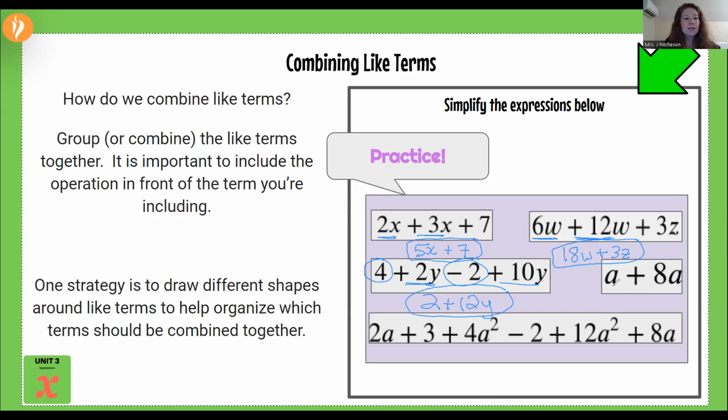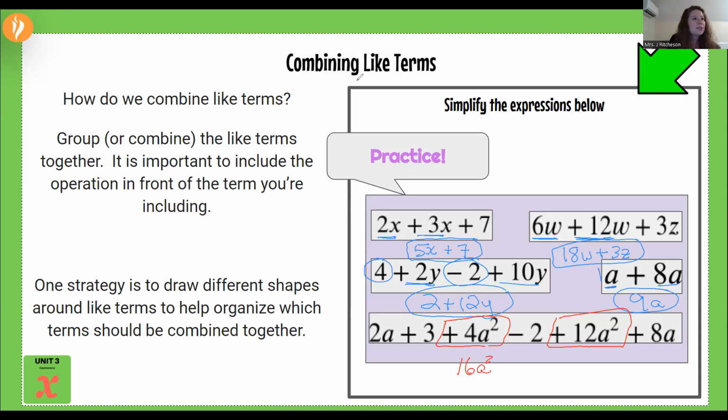All right, what about this one? How many apples is this? This is 1 apple plus 8 apples. Altogether, we have 9 apples. All right, the last one, let's start with our a squared. And it doesn't matter if you don't start with a squared, but that's what I'm going to start with. All right, so what is 4a squared plus 12a squared? That would be 16a squared.